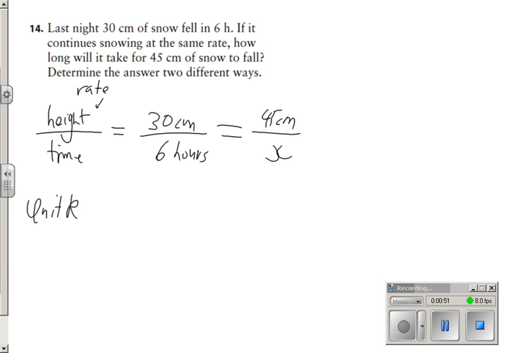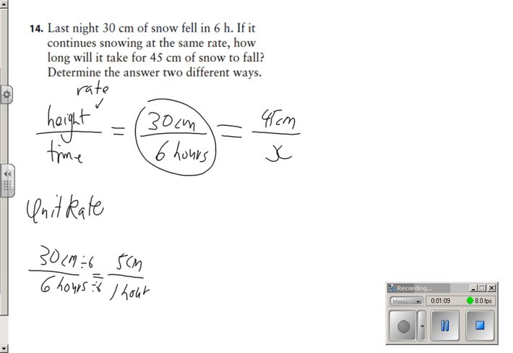is falling per hour. So we'll look at 30 centimeters in 6 hours is how many in 1 hour. We're creating a unit rate here. So we divide it by 6, we divide it by 6, and what this tells us is that 5 centimeters of snow is falling per hour. And if you think about that here, that makes a lot of sense.